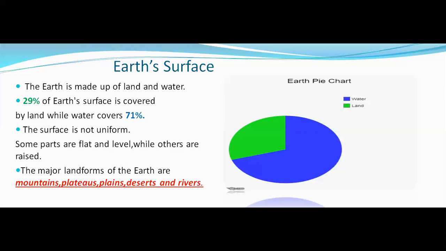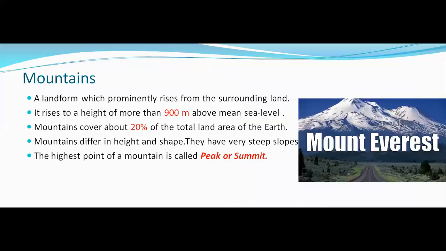Yes, great. Children, now let us look at the first major landform, that is mountains. What is a mountain? It is a landform which prominently rises from the surrounding land. Now, how is it considered to be a mountain? We have a definition saying that any prominently rising landform should be rising above the mean sea level at a height of 900 meters.